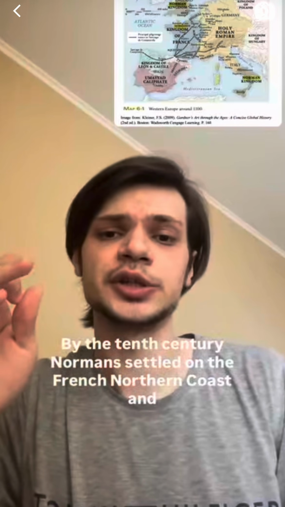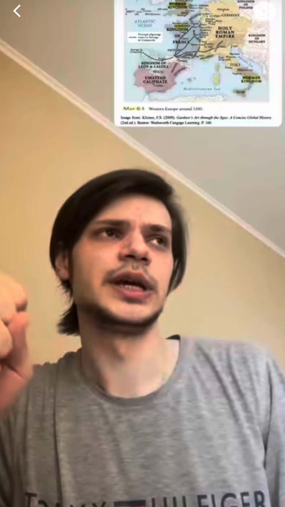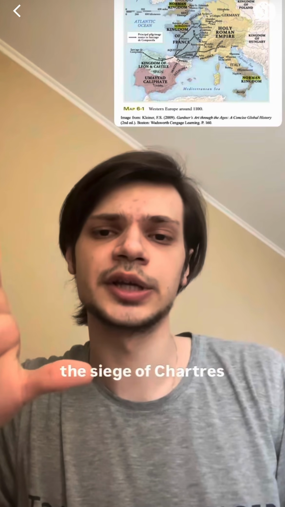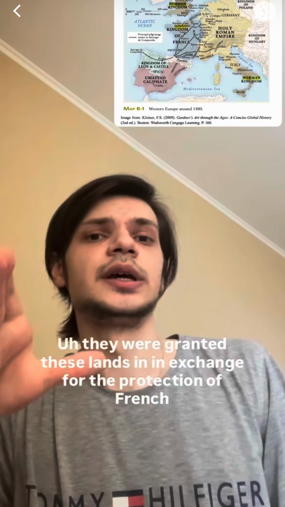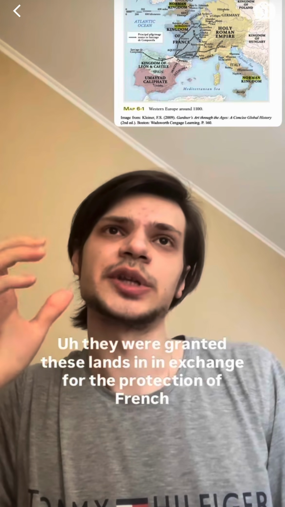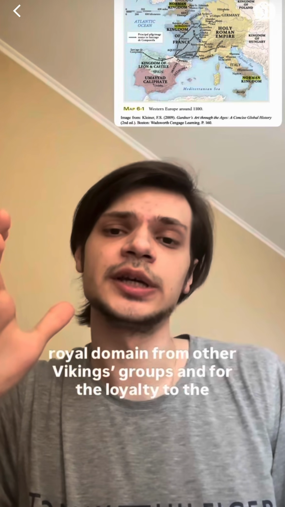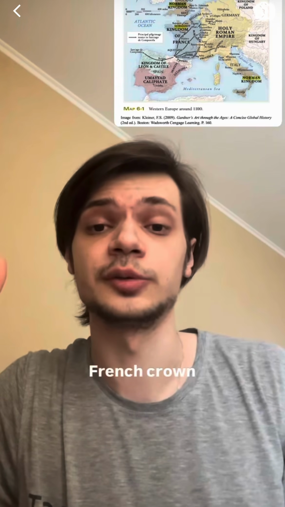By the 10th century, Normans settled on the French northern coast, and after 911, the siege of Chartres, Normans were granted lands, which were later called Normandy, and these territories expanded later. They were granted these lands in exchange for the protection of the French royal domain and from other Viking groups, and for the loyalty to the French crown.